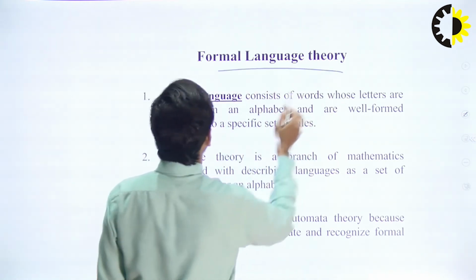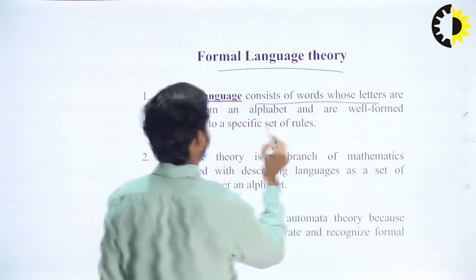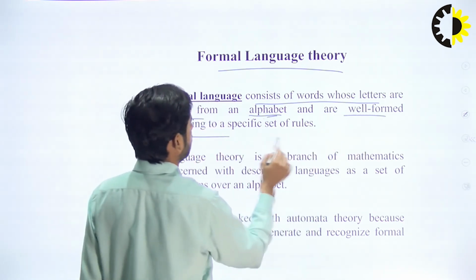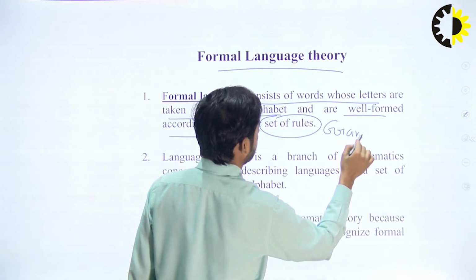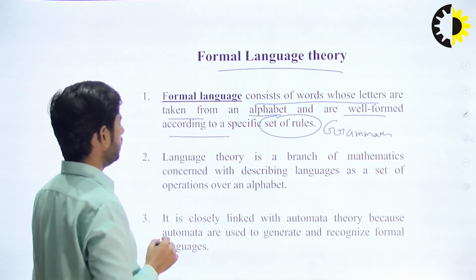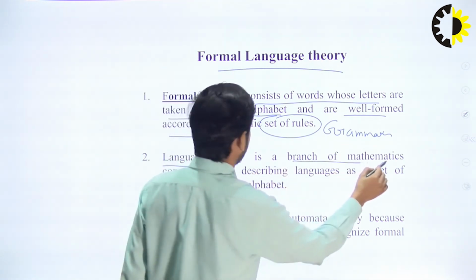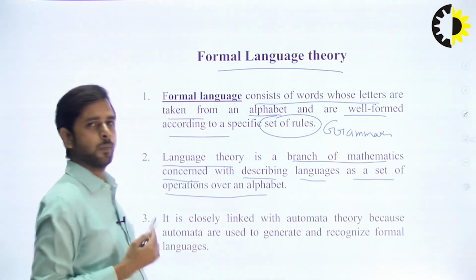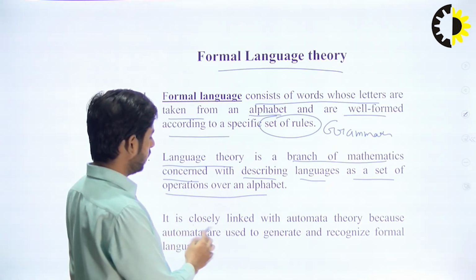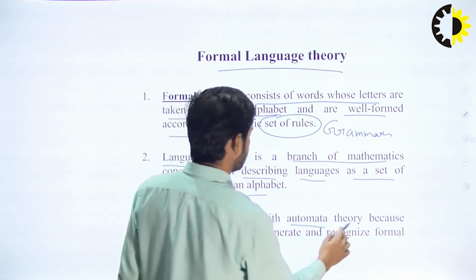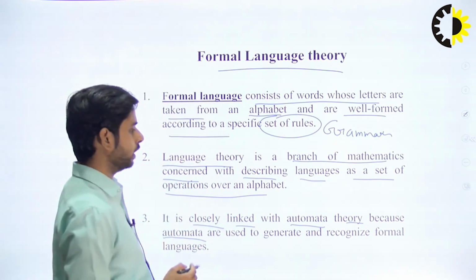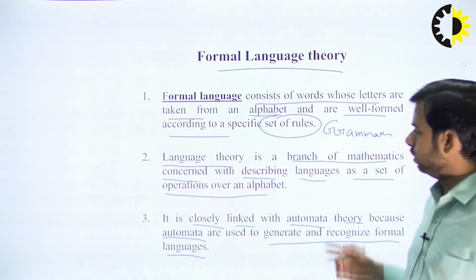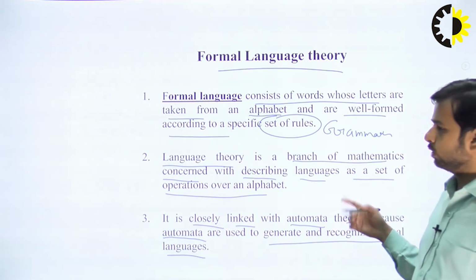Next are formal languages. A formal language consists of words whose letters are taken from an alphabet and are well formed according to a specified set of rules. Set of rules here means grammar. Language theory is a branch of mathematics concerned with describing language as a set of operations over an alphabet. It is closely linked with automata theory, because automata are used to generate and recognize formal languages. So formal language theory and automata are both related.